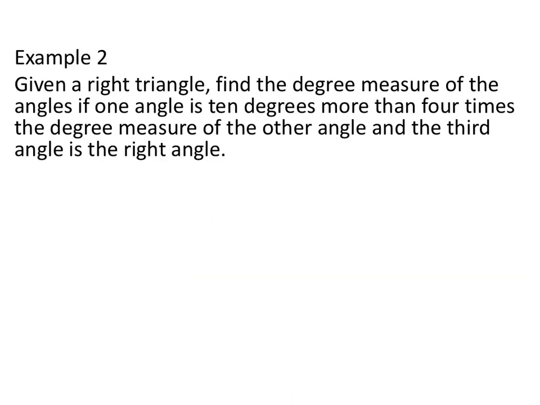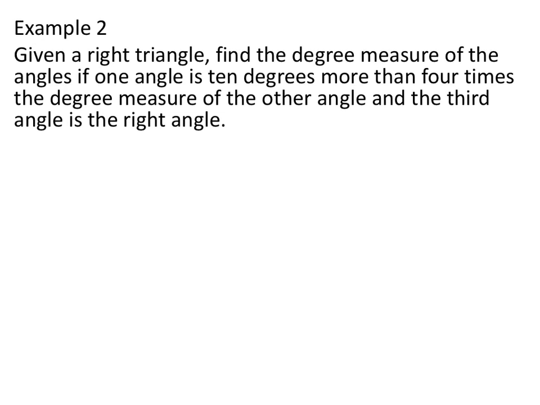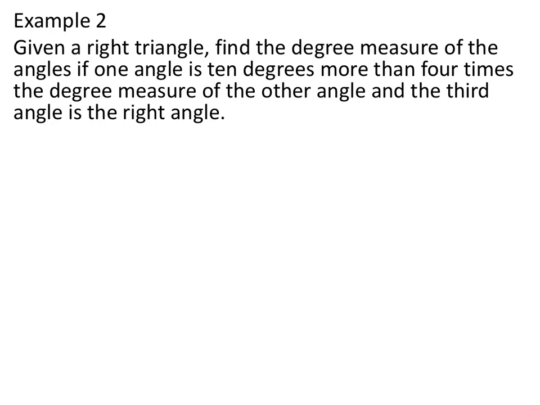Alright, we're going to do example 2 together as well. Given a right triangle, find the degree measure of the angles if one angle is 10 degrees more than 4 times the degree measure of the other angle and the third angle is the right angle. Well, here's what we know then. If the third angle is a right angle, then that's going to be 90 degrees, no matter what, because it's a right angle. But it said, find the degree measure of the angles. So we have the 1, and that's fine. We can kind of box that in at 90 degrees.